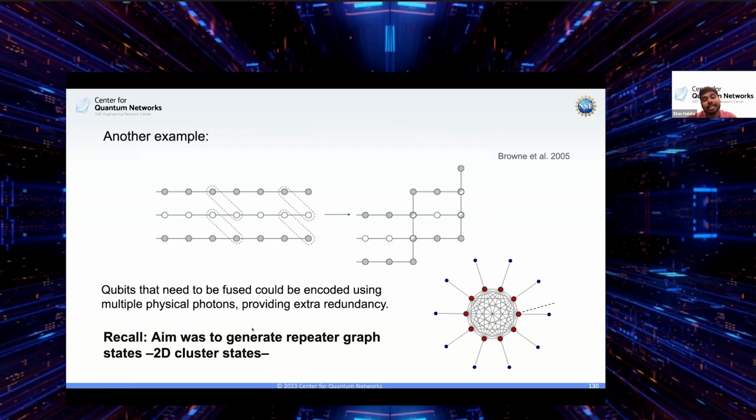And recall that the idea that we started with is you wanted to generate this kind of 2D cluster state, right? So 2D cluster states are really important, and type 2 fusion, therefore, is very important to do this scheme. So for 1D parts of the thing, you can still use type 1, but when you want to fuse linear cluster states together to get a 2D state, typically you would do type 2 fusion.